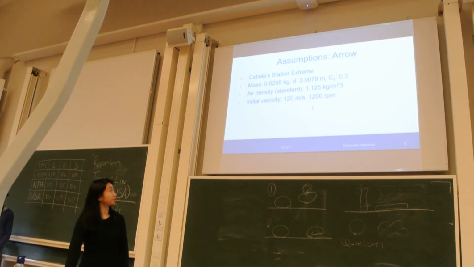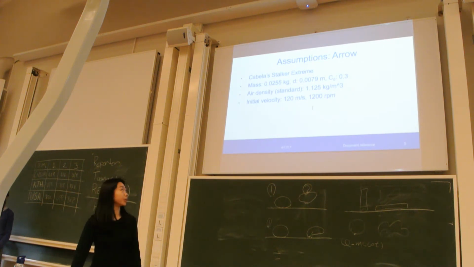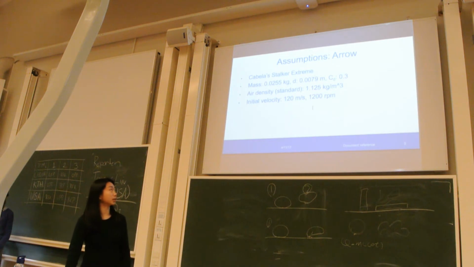Then I assume something about the arrow. Here's the mass, its diameter, and its drag coefficient, 0.3. And I said that its initial velocity is 120 meters per second, which is the maximum power, and it spins at 1200 rounds per minute.